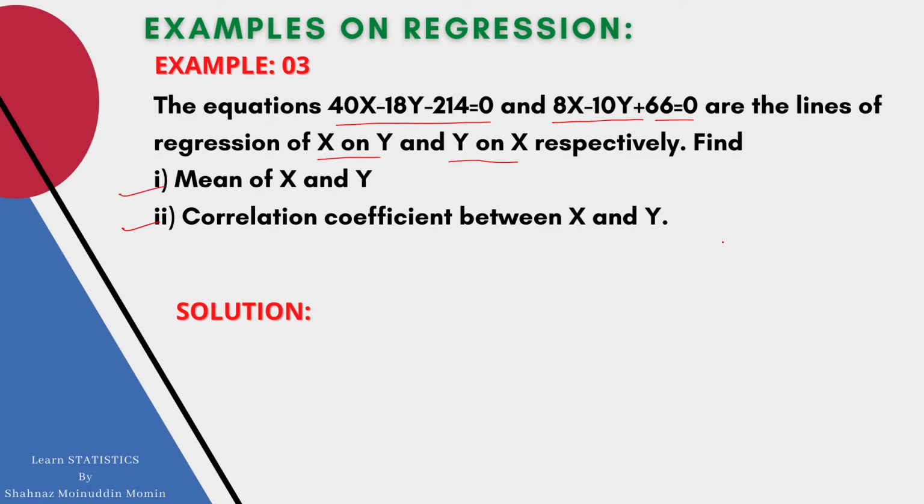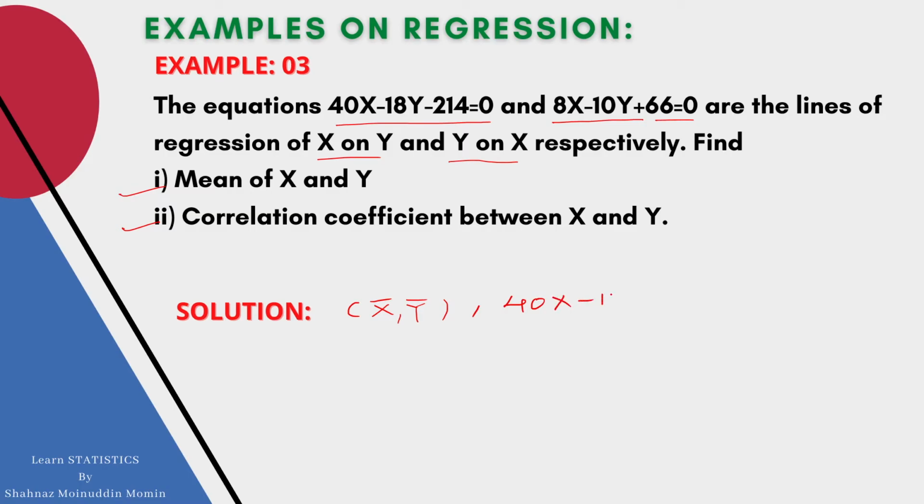We know that the two regression lines intersect each other at the point of intersection x bar y bar, means these two lines intersect at their mean. So the point of intersection of these two lines can be obtained by solving simultaneously the equations of regression of x on y and y on x. So let us start to solve these two equations. We get, let me write the equations.